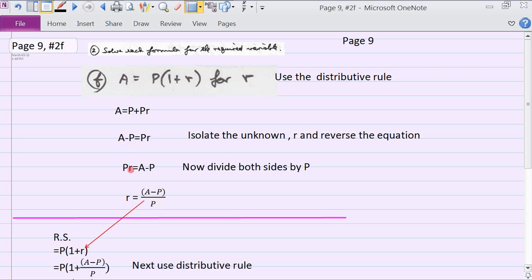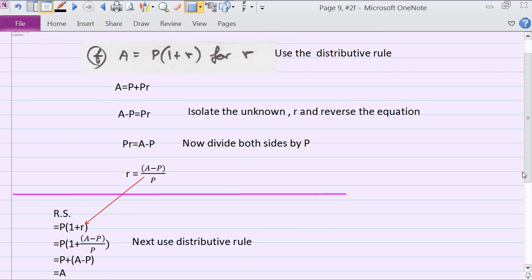Now, if I want R by itself, I'm going to divide this by P. I'm going to divide this by P, and the P will cancel on the top and bottom. And then I'm going to divide this by P. So I get R is equal to A minus P over P.